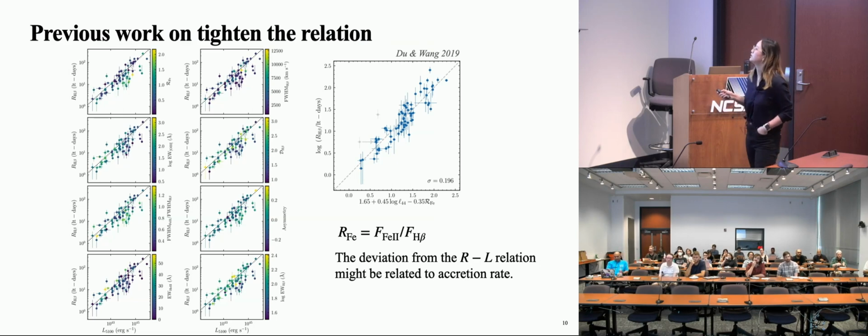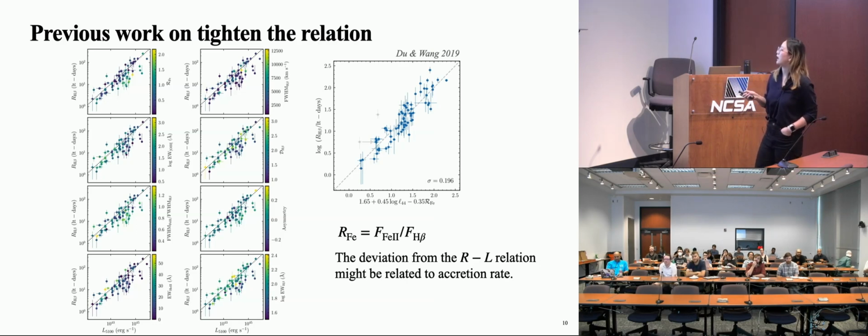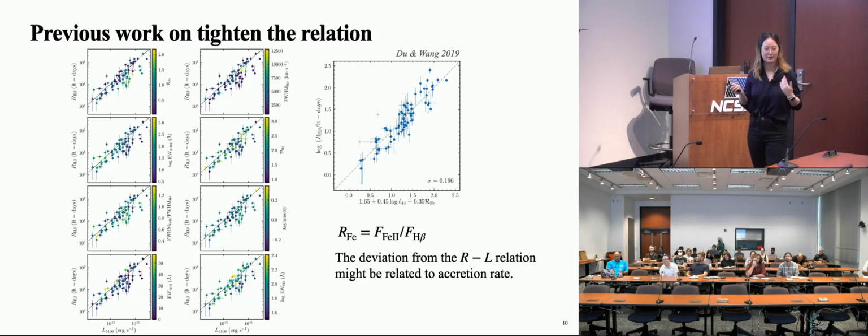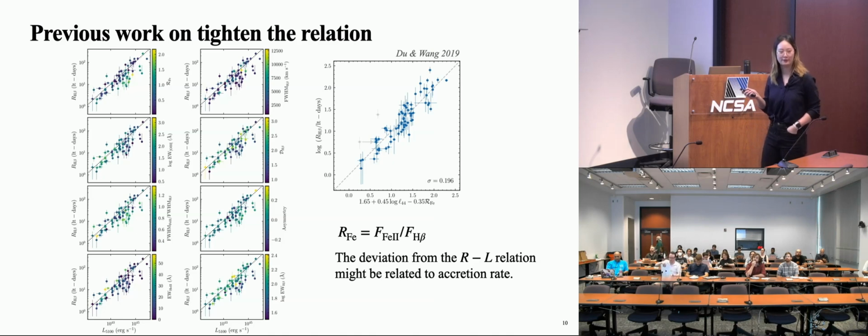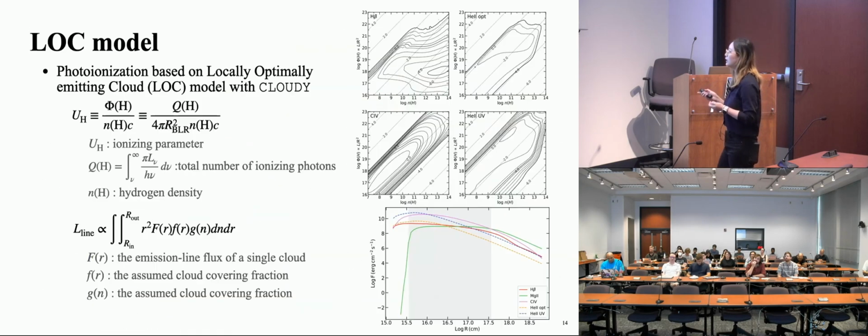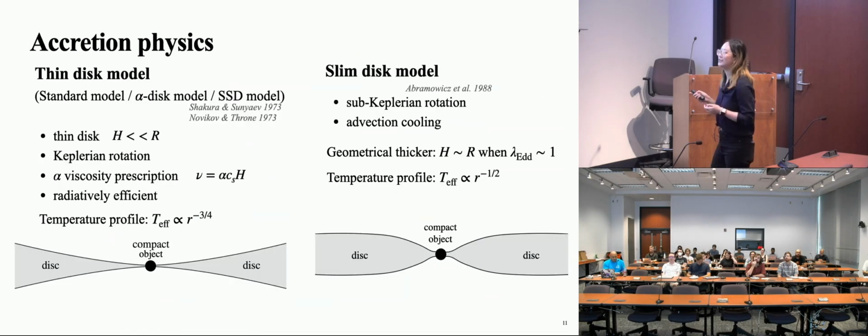They add R into their fitting, and they realize it is getting tighter, but this relation is not driven by physics. It's just driven by some parameter they chose, and they found the correlation. But their work does tell us that this parameter is very important, and this parameter is tightly correlated with the mass accretion rate. So we want to ask what role the mass accretion rate plays in this RL relation. To understand the mass accretion rate, we need to go a little bit into the accretion physics.